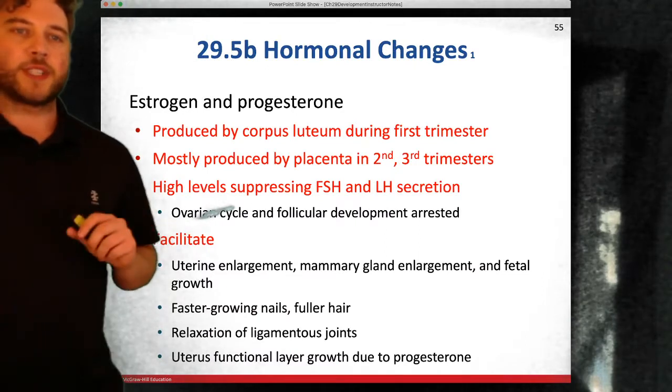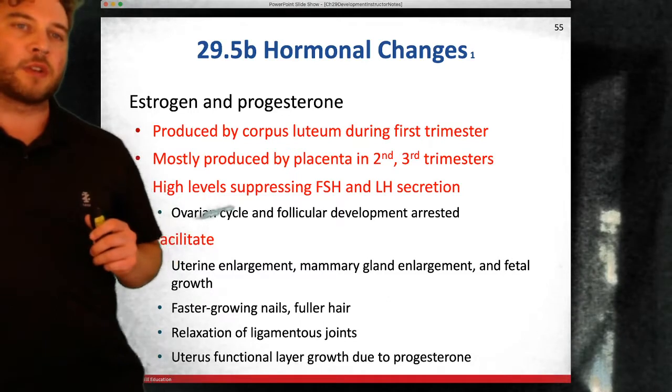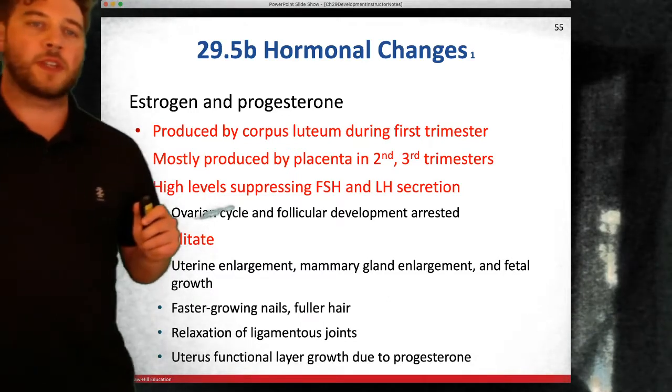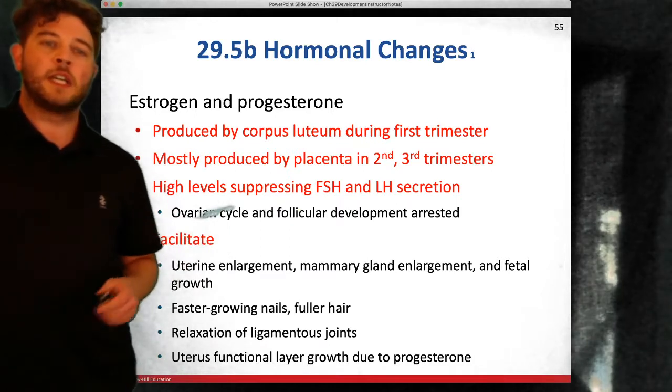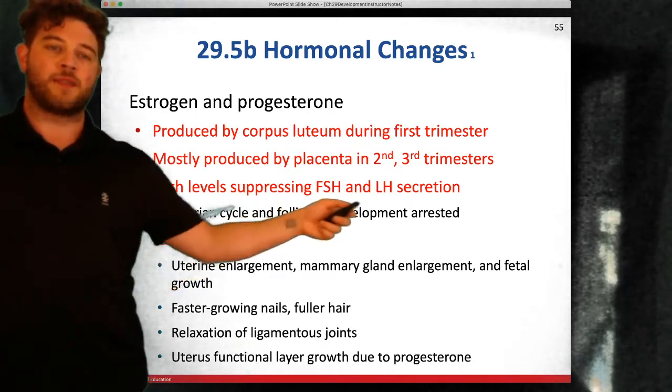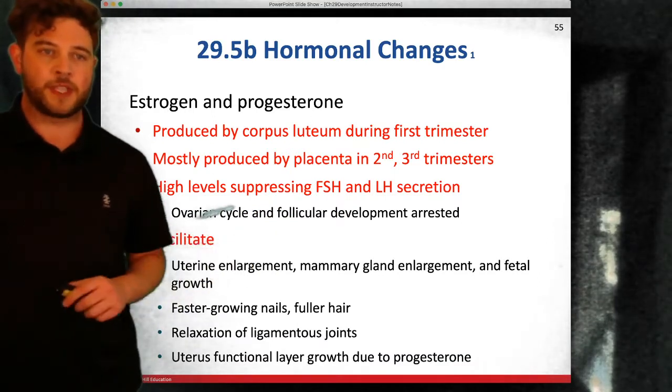Okay, hormonal changes during pregnancy. Estrogen and progesterone to start with. Those are the big regulatory ones here. They're produced by the corpus luteum during the first trimester, and the placenta in the second and third. High levels will suppress FSH and LH secretion to pause the ovarian cycle and follicular development.